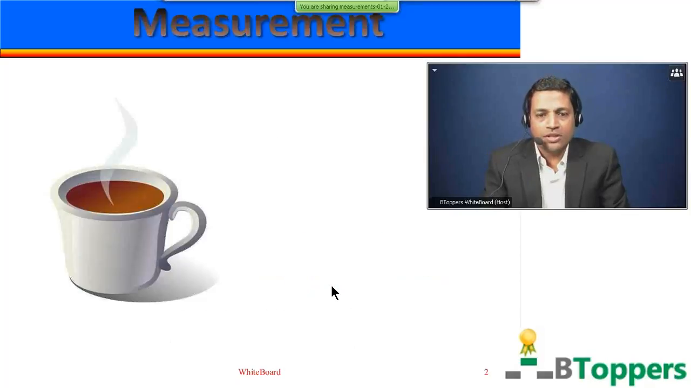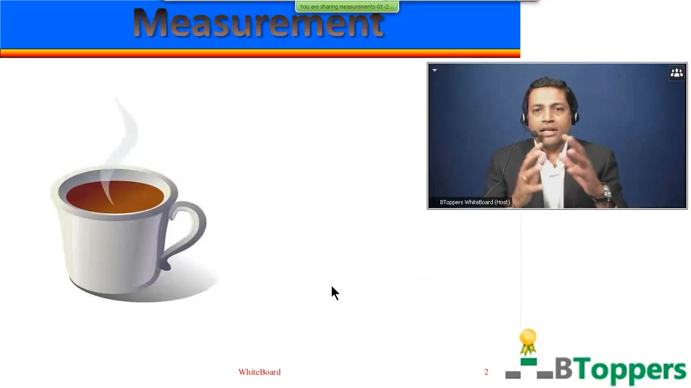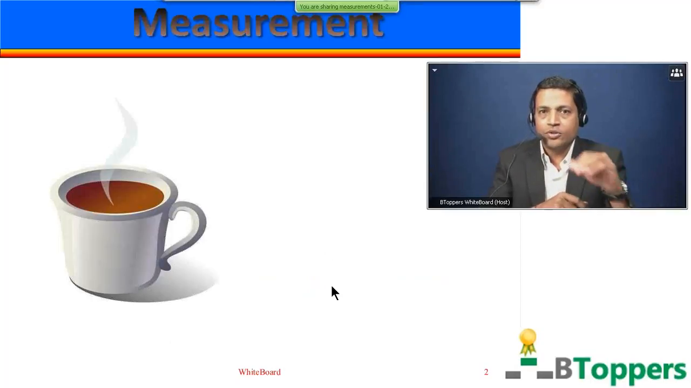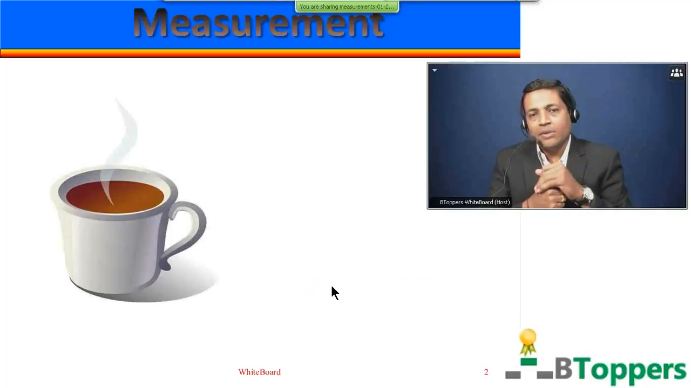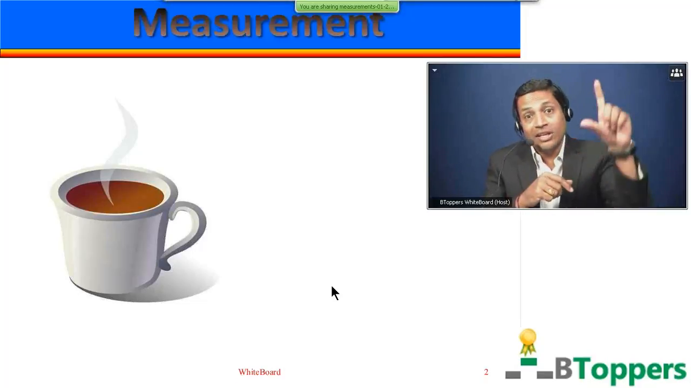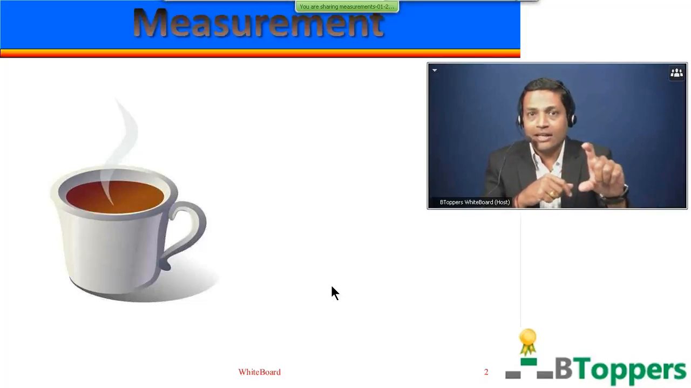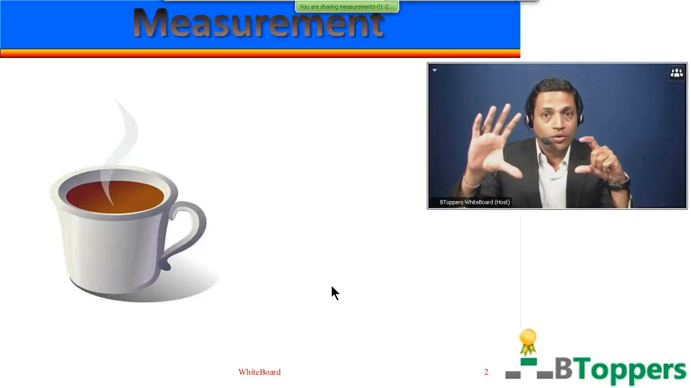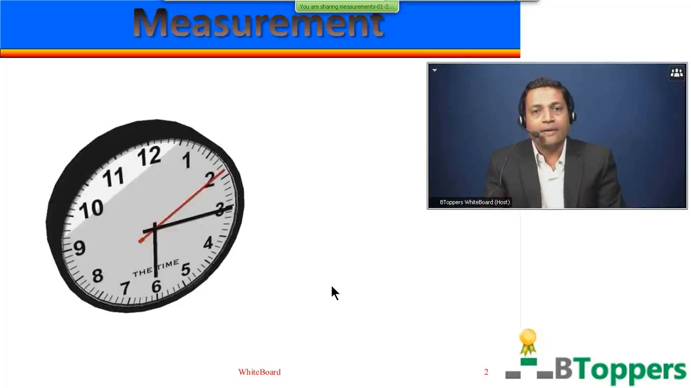Suppose early in the morning you want to have a hot cup of Bournvita or Boost or milk. If your mother gives you a jug of milk, you will not drink it. You will say that, no, give me in that glass, because that is the glass that you are used to drinking in daily. So there is a certain amount of measurement there. You don't want more than that. You don't want less than that.